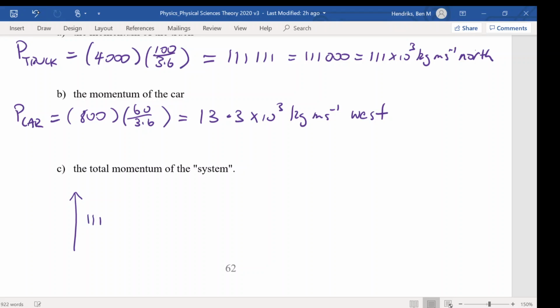So this one's 111 times 10 to the 3 kilograms meters per second. And then we have another one going west. And this one here was 13.3 times 10 to the 3. And then our resultant vector goes between those two, and we have an angle in here, theta. Okay, I'm going to call this P of the system. So P of the system, and that's what we want to find out, and we need to find out the direction of this system as well. Because this is a little right angle triangle in here, we can do P of the system.